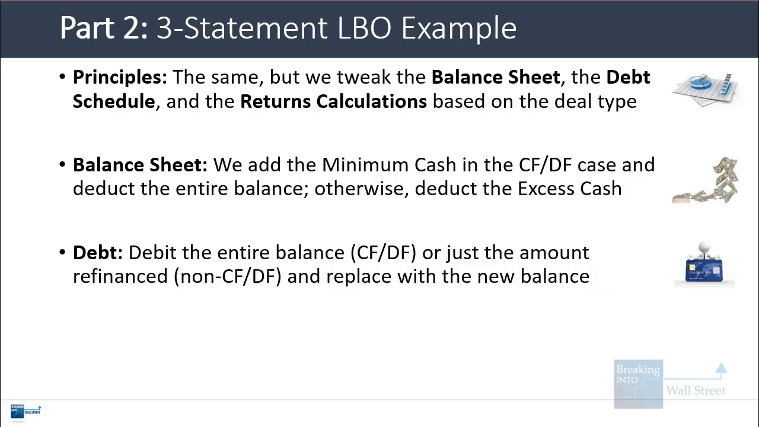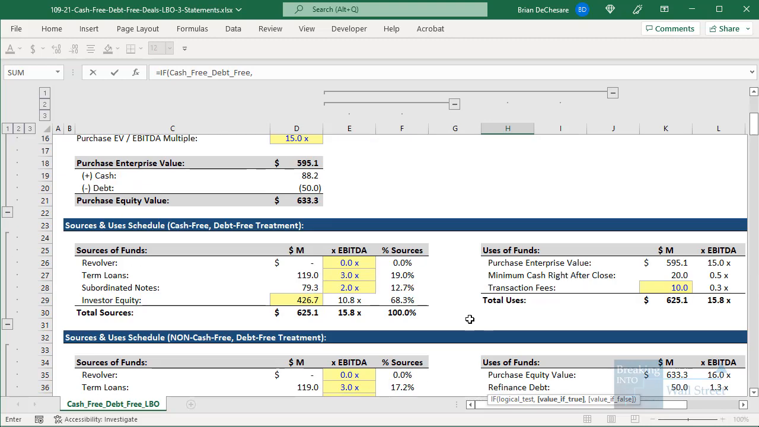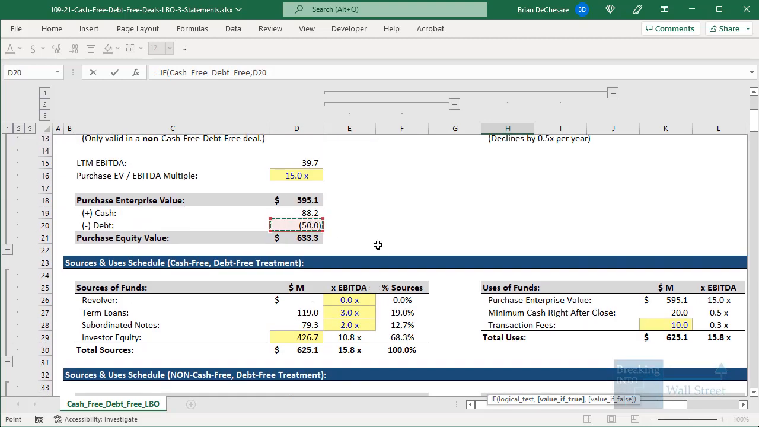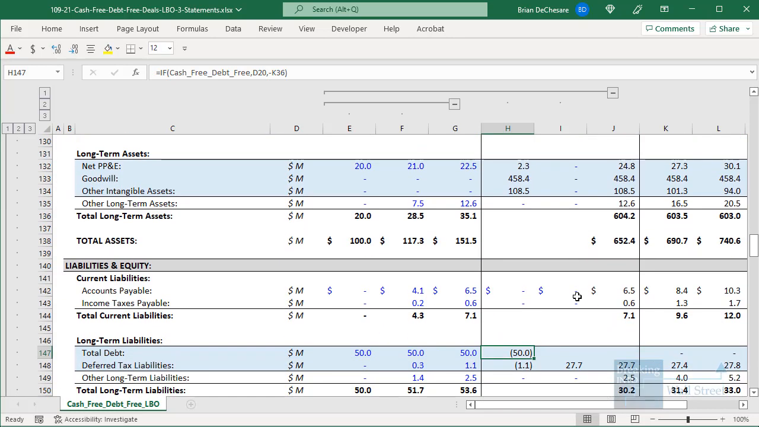Now, on the debt, as I say in the notes here, we have to debit the entire balance if it's a cash-free, debt-free deal, or just the amount refinanced in a non-cash-free, debt-free deal, and replace the old debt with the new balance, whatever it is. So let's go in and do that check. If cash-free, debt-free, then we're going to go up to the total debt balance right here. If it's not a cash-free, debt-free deal, then we're going to go down to the refinanced debt here in cell K36. Right now it's set to the cash-free, debt-free case, so the entire debt balance goes to 0. That's why we have a 50 and then a negative 50 right here.